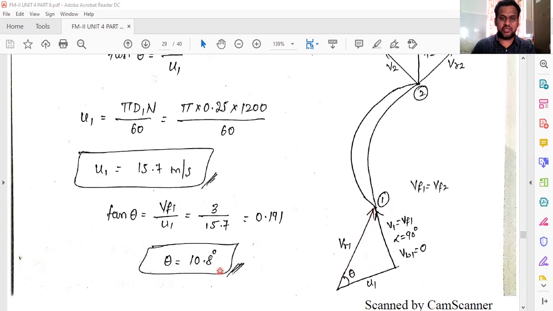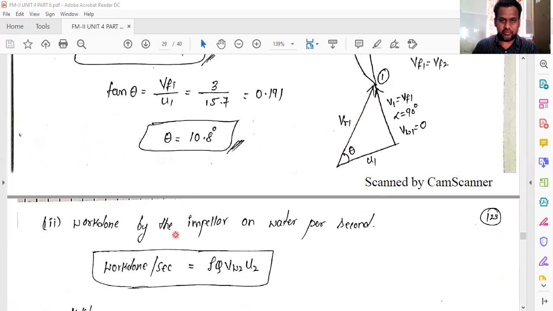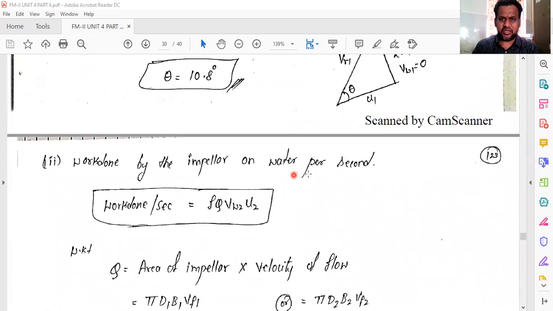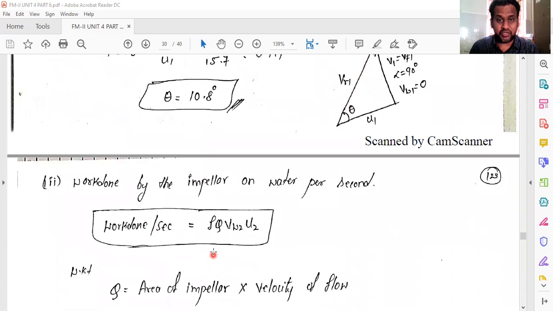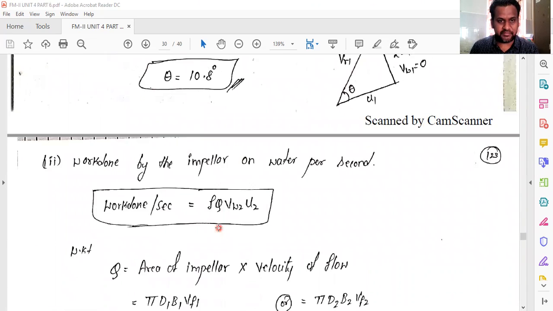So that is your vane angle, inlet vane angle, that is theta. Okay. Let's go for work done, that is the second problem. Work done by the impeller on water per second, you know work done per second is equal to rho into Q into Vw2 into U2. U2 we can calculate, but we don't know Q and we don't know Vw2, right? So once again Vw2 can be calculated. In the last problem we calculated Vw2 using trigonometry at the outlet point, but the new thing is Q, we have to find out.